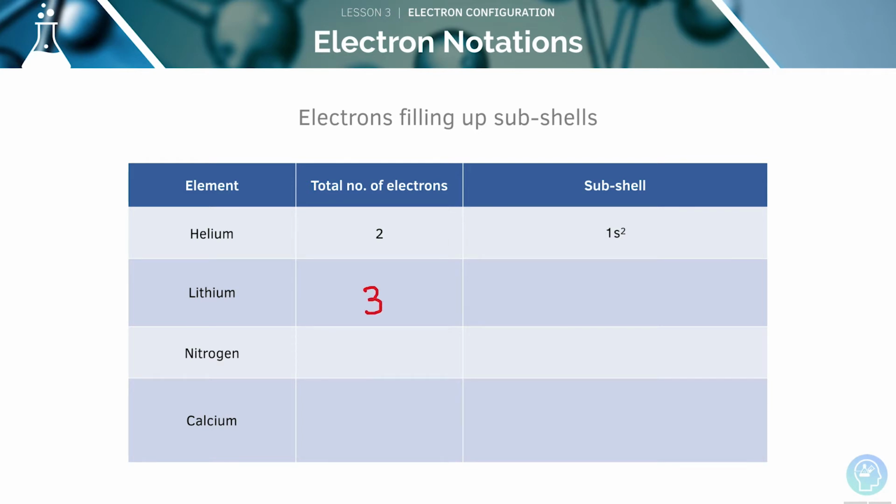Similarly, lithium is going to have 3 electrons. We would write this as 1s2, 2s1. The next element is nitrogen. This has got 7 electrons, which would be written as 1s2, 2s2, 2p3.